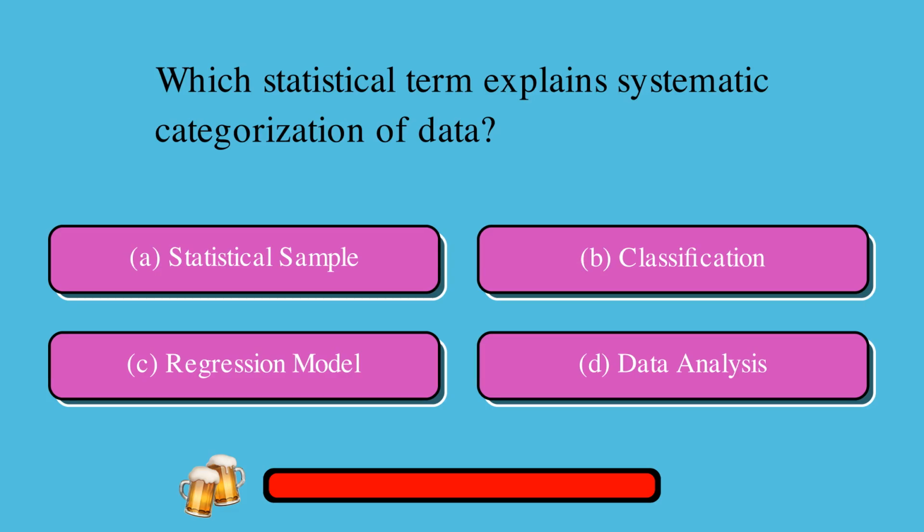Which statistical term explains systematic categorization of data? A. Statistical sample, or B. Classification, or C. Regression model, or D. Data analysis? The correct answer is B. Classification.